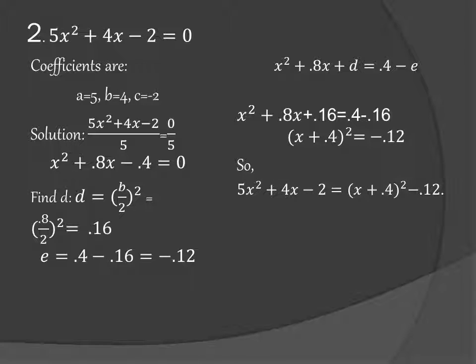So, x squared plus 0.8x plus 0.16 is equal to 0.4 minus 0.16. And we need to factor the left side so that we can have the roots. So, the factor of x squared plus 0.8x plus 0.16 is just equal to quantity of x plus 0.4 squared is equal to negative 0.12. So, 5x squared plus 4x minus 2 is just equal to quantity of x plus 0.4 squared minus 12.